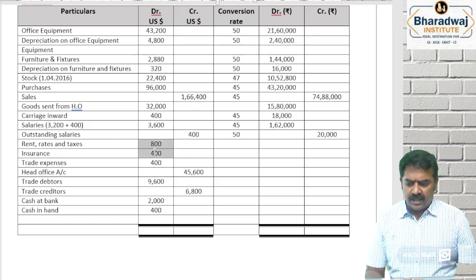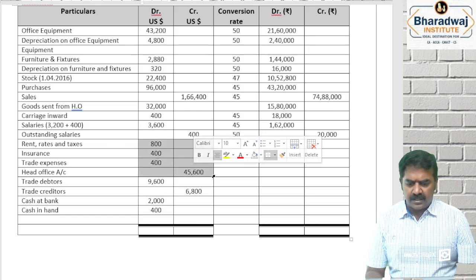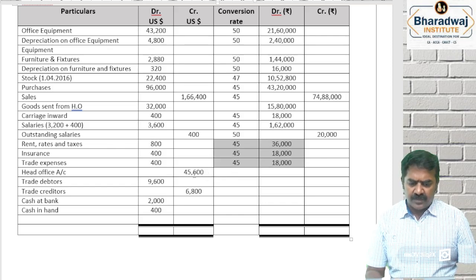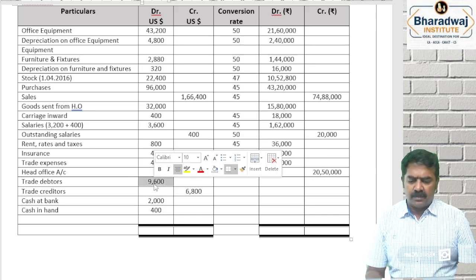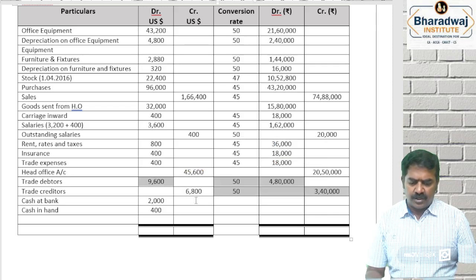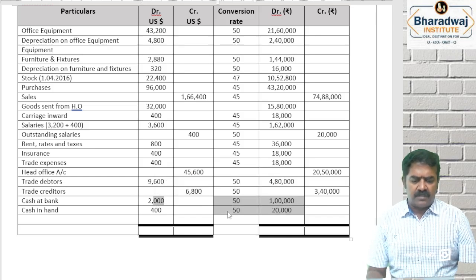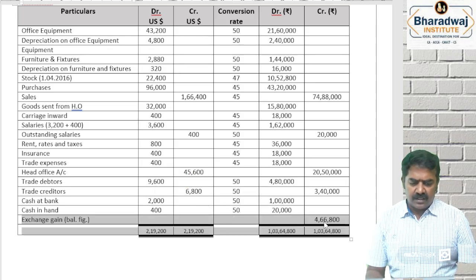Then rent, rates, insurance, all expenses, what rate? We will take the average rate. Head office account, actual values are available. Debtors, how much is available? Closing rate. Creditors also closing rate. Cash at bank and cash in hand we'll convert using which rate? Closing rate. If you tally this, you will get exchange gain as a balancing figure.